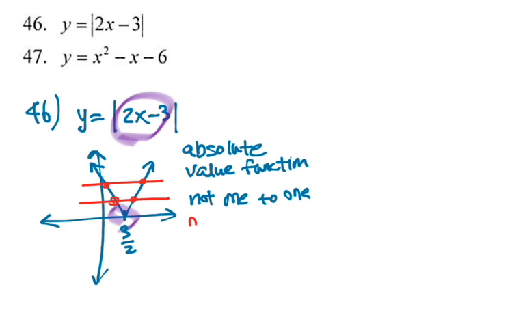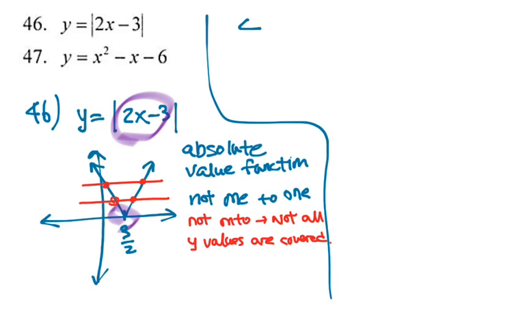Now, is this an onto function? What we are looking for is, are all the y values covered? Not all y values are covered. For example, there are no y values in the negative section. So therefore, it cannot be an onto function in this case.